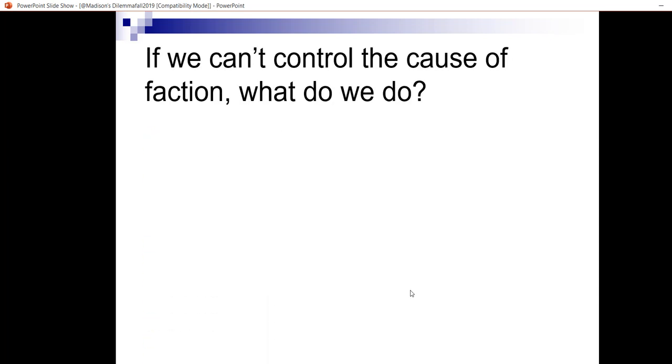So Madison argues that we can't actually control the causes of faction because doing so would require that we take away people's liberty so that they wouldn't be able to form factions. So for example, take away people's right to property so they wouldn't fight over agricultural interests versus industrial interests or farming interests over recreational interests. Or if we took away religious liberty, then maybe people wouldn't fight about which religion should be the dominant religion, etc.